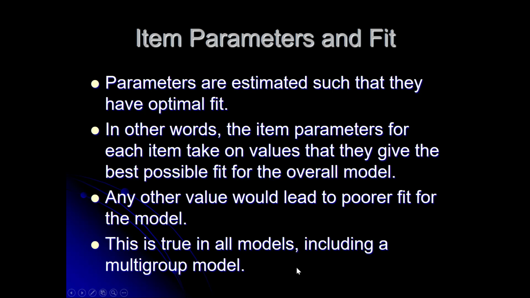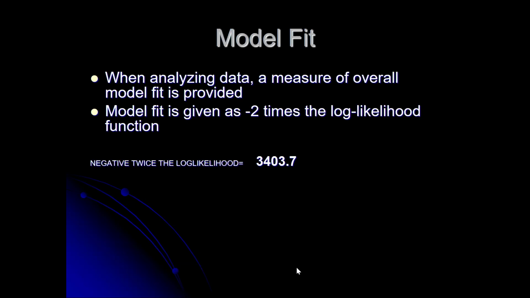Okay, so in a multi-group model, again, this happens for each group separately, right? So we estimate the model, we estimate item parameters. Item parameters take on their optimal values to give the best fit to the empirical data. So as long as you understand that, I think you're in good shape going forward to talk about how the likelihood ratio test works.